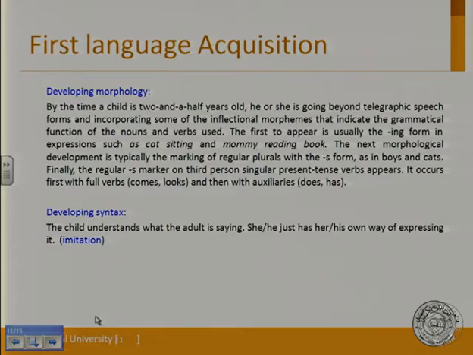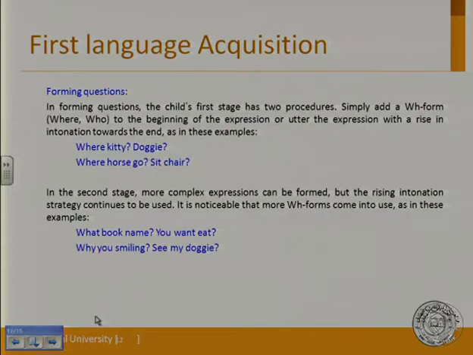Next is syntax development. The child understands what the adult is saying. He or she just says their own expressions, which is called imitation. Forming questions. In forming questions, the child's first stage has 2 procedures. Simply add a wh- form, where, who, when, what, to the beginning of the expression, or utter the expression with a rise of intonation towards the end, as in these examples.